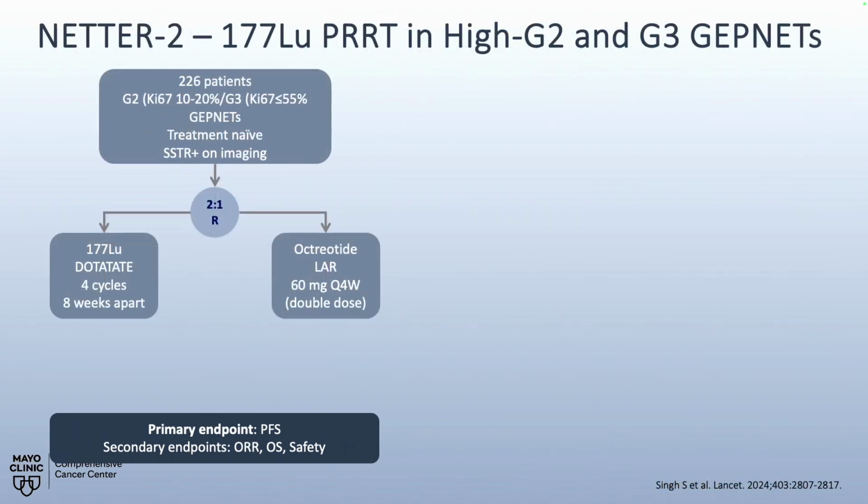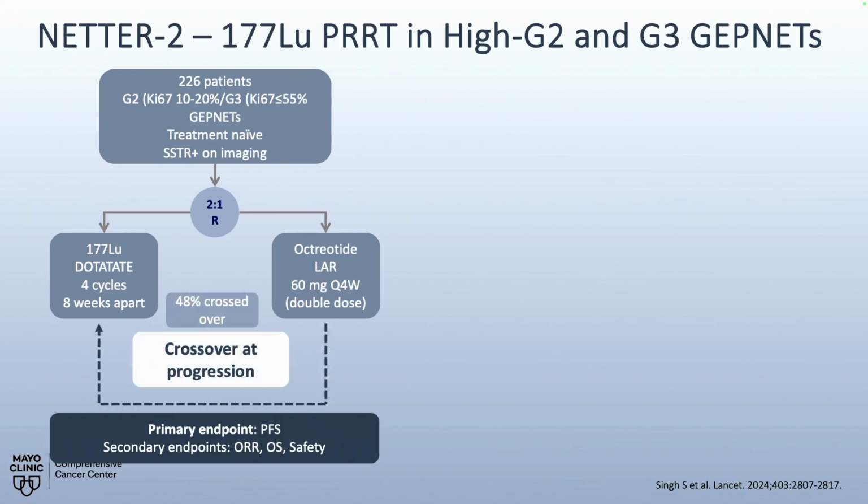So these are patients who have never had any therapy, and all of them had higher grade tumors, grade 2 with Ki-67 more than 10%, or grade 3 well differentiated with Ki-67 up to 55%. Here they were randomized, and the randomization is a little different. So 2 out of every 3 got selected for this arm with lutetium up front. They had never seen any therapy. And then 1/3 got octreotide at high dose, just like they did in the other study.